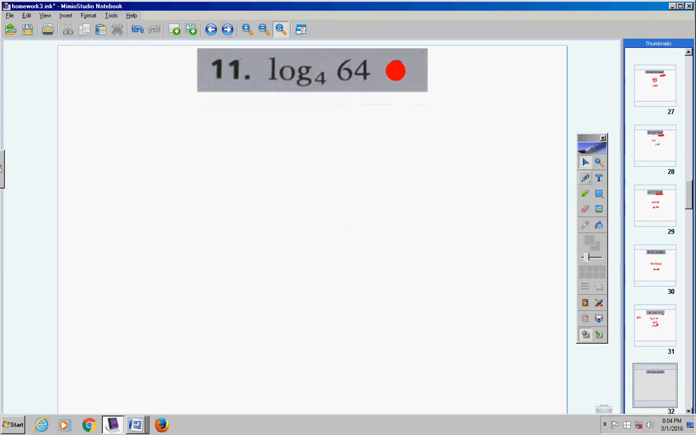Alright, number 11. We're doing this without a calculator. So we admit that we do not know the answer. We set it equal to x. Next, we rewrite it exponentially. So 64 equals 4 to the x power.